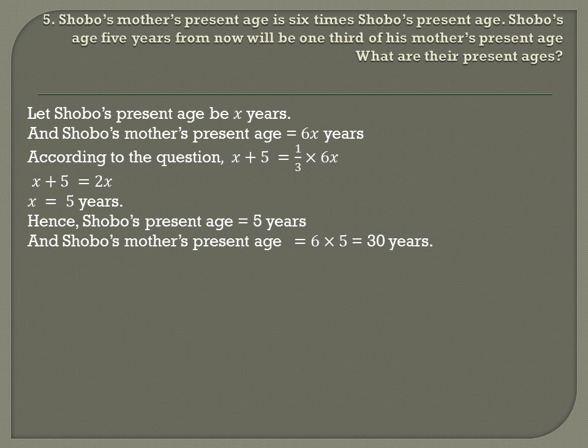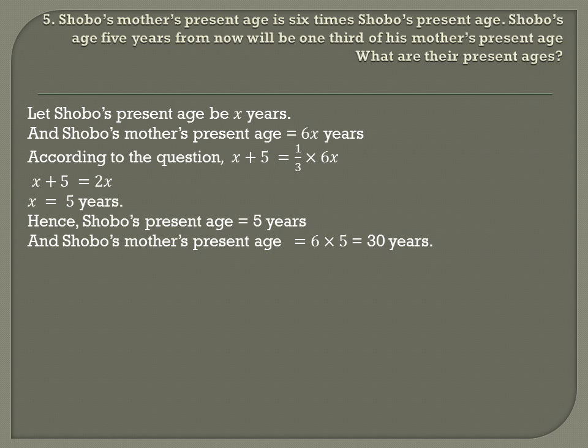Move to the fifth question. Shobo's mother's present age is 6 times Shobo's present age. Shobo's age 5 years from now will be 1/3 of his mother's present age. What are their present ages? Here this is also an age question. Shobo's age and his mother's age are compared. Here Shobo's age will be taken as x. Therefore Shobo's mother's age will be 6 into x, 6x. Okay, their present ages can be taken as x and 6x. Then what is the condition given for framing the equation? Shobo's age 5 years from now.